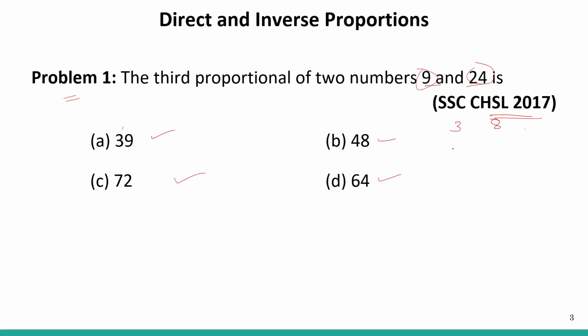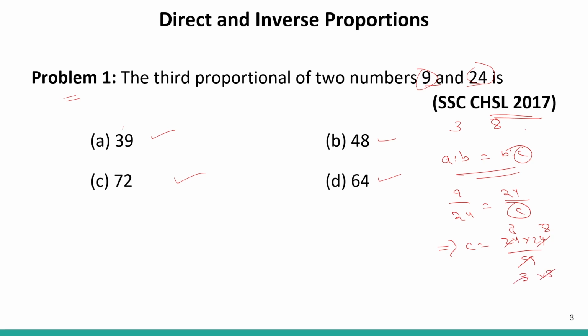Since what we want to calculate here is, if A is to B is equal to B is to C, we want to calculate C. Given that A is 9 and B is 24, that is equal to 24 is to X, the unknown, or C, we can also write. So this implies that C is equal to 24 into 24 by 9. 3 into 3 cancels with 24, and we are left with 8 into 8, which is equal to 64. So 64 is the correct answer.